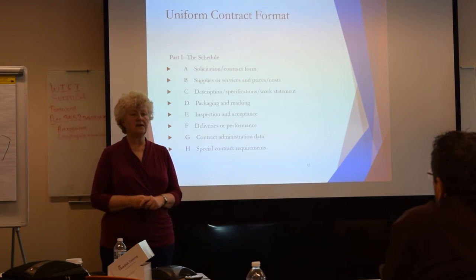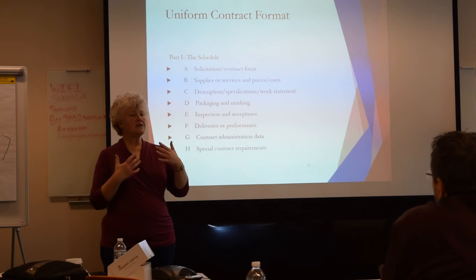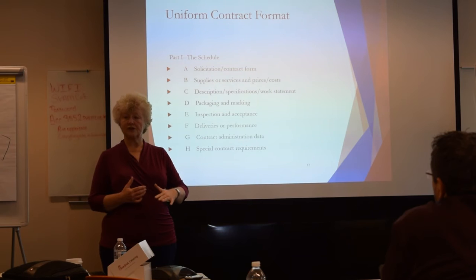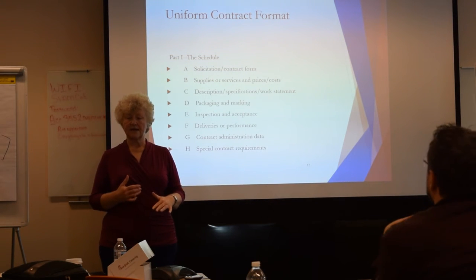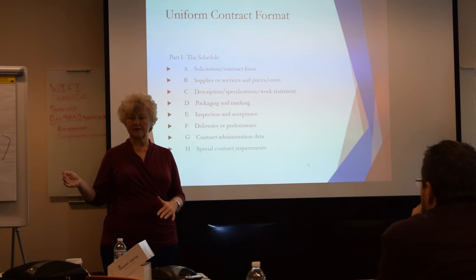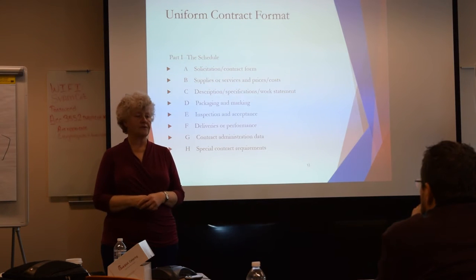Section B, think of it as a menu. Here's where you're going to put every single product or service that you're going to offer under this contract, and you're going to give them prices for every year of the contract. So here's your price for year 1, here's your price for year 2, here's your price for year 3.